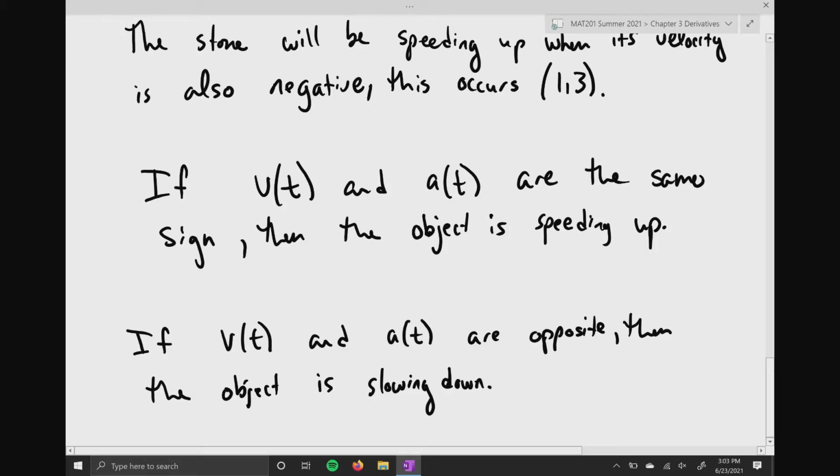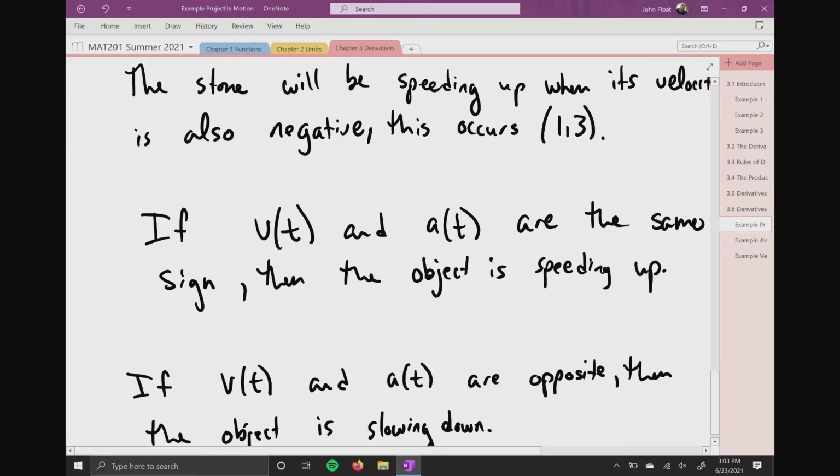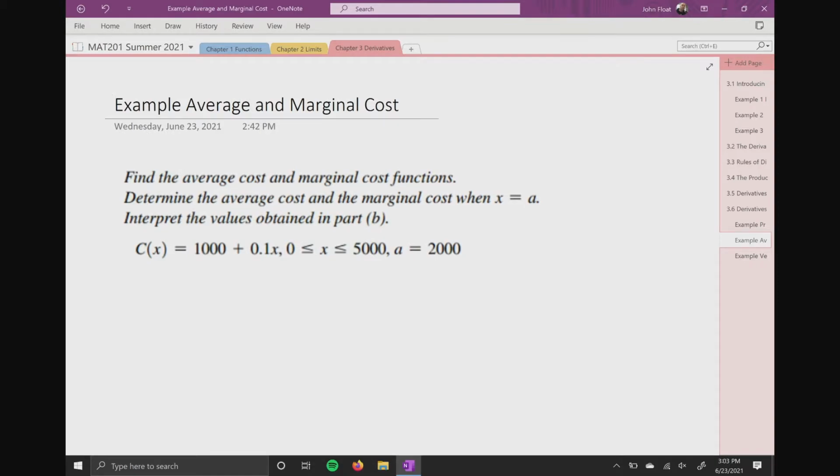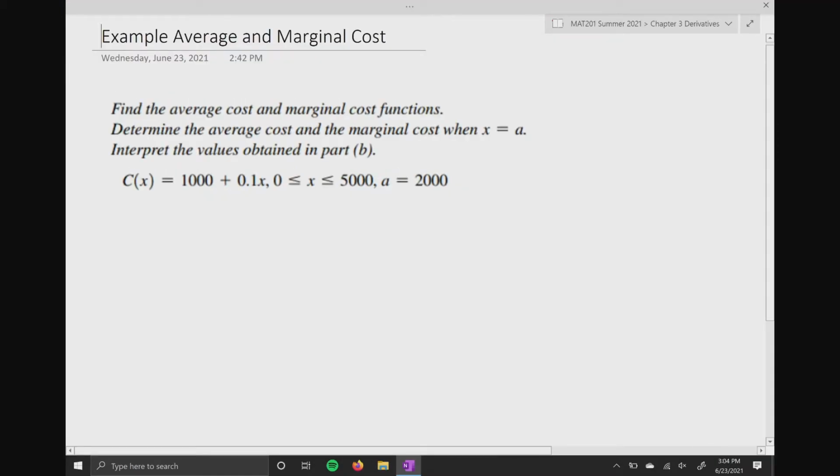Okay? So the next example that I'd like to look at is going to be average and marginal cost. With this example here, the directions are pretty clear. They want us to find the average cost and the marginal cost. We'll call this part A. Part B, determine the average cost and the marginal cost when x equals some value. And then letter C, always interpret the values that were obtained in part B.